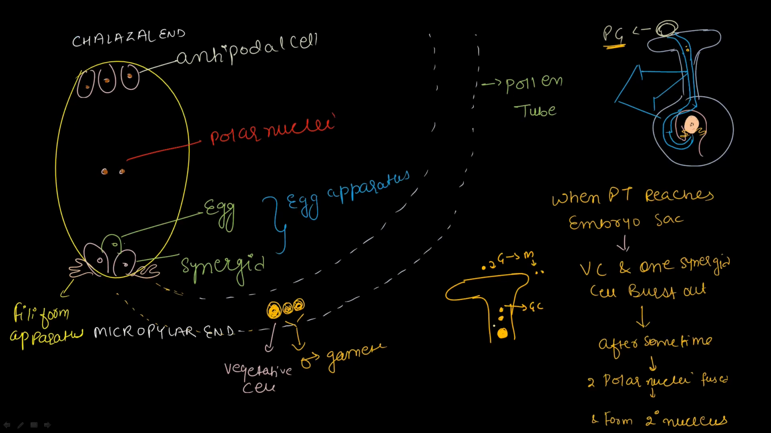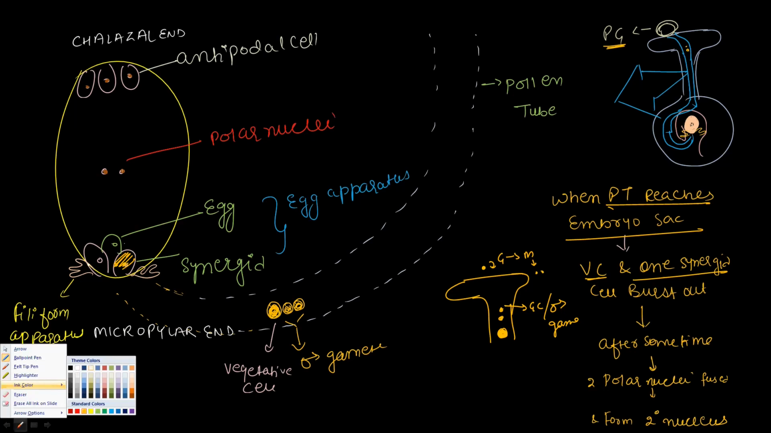Because these vegetative cells are going to provide the nourishment to the generative cell or the male gametes. Okay, so when the pollen tube reaches the embryo sac, what happens? Vegetative cells and one synergid. So suppose either this one.